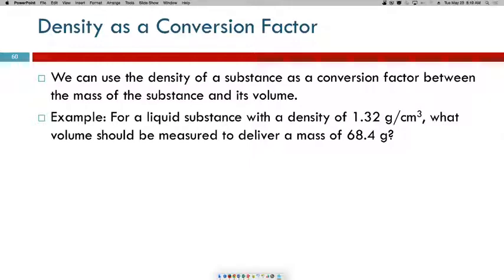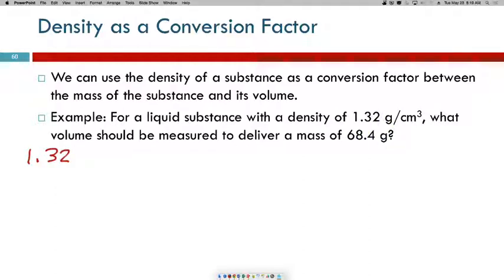So for a liquid substance with a density of 1.32 grams per cubic centimeter, what volume should be measured to deliver a mass of 68.4 grams? So we need to sort and strategize. So sorting, we've got these numbers. We read the problem, and now we'll write out the numbers. So 1.32.